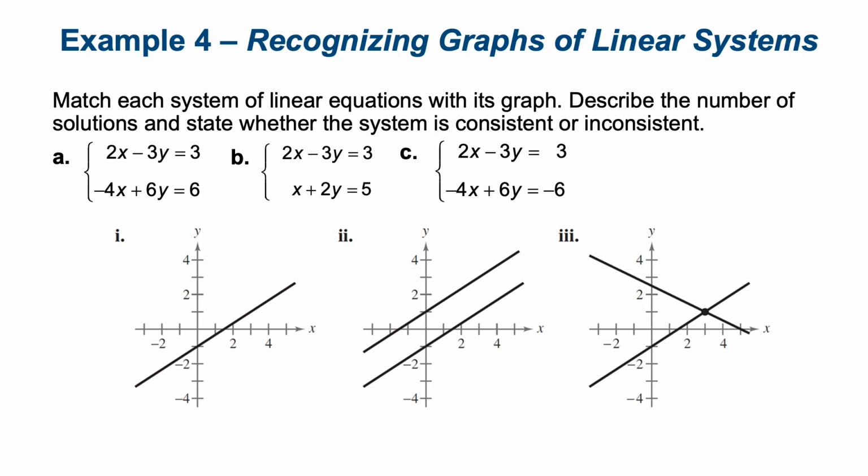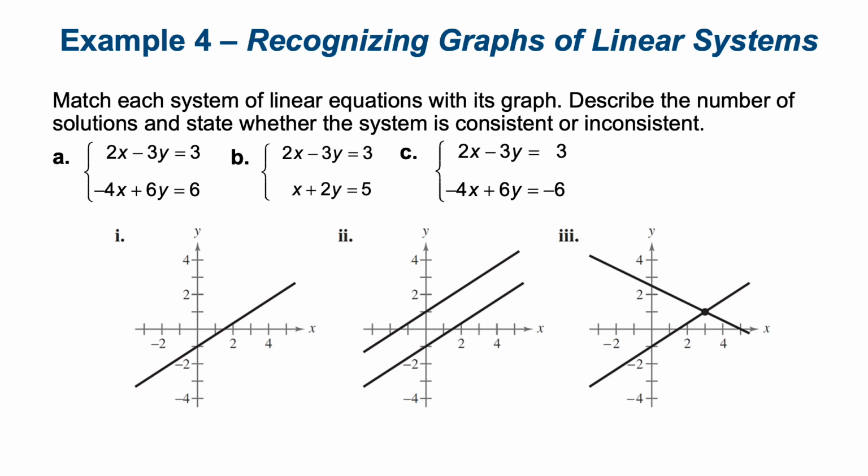All right, so for A, we have 2x minus 3y is equal to 3, and negative 4x plus 6y is equal to 6. So if I divide the second equation by -2, I'll get almost exactly the same thing, right? Except the different one is 3, one is -3. So A is a pair of parallel lines, okay? They have no point of intersection, and they're inconsistent.